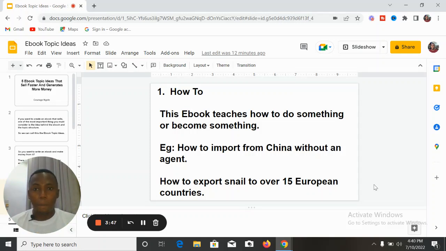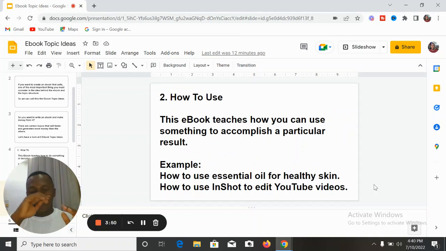Let's go to the next one. So the second one is how to use. The first one is how to. The second one is how to use. Now, this ebook teaches how you can use something to accomplish a particular result or a peculiar result. How to use something to accomplish a peculiar result.